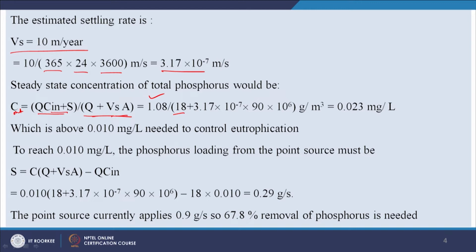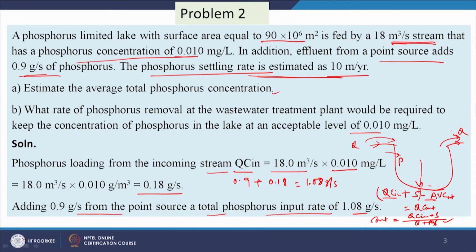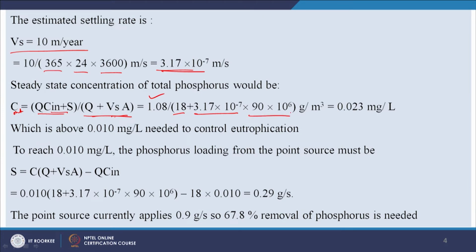So, this V s into A. What is our V s? V s we have calculated as 3.17 into 10 to the minus 7, and then what is A? The A value is given, surface area equal to 90 into 10 to the power 6 meter square, it is already given. So, we will put this value 90 into 10 to the power 6. By solving this we are getting the C out equal to 0.023 mg per liter.